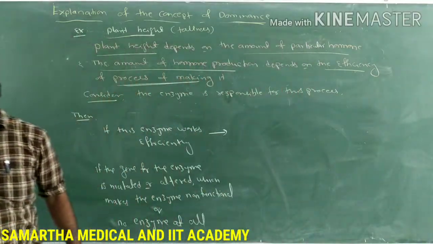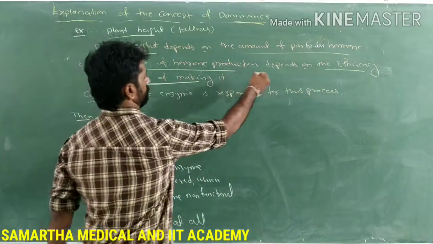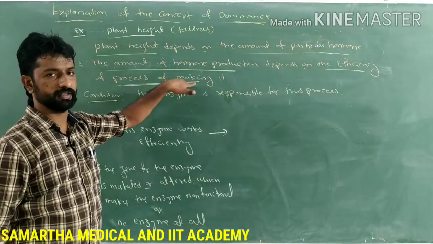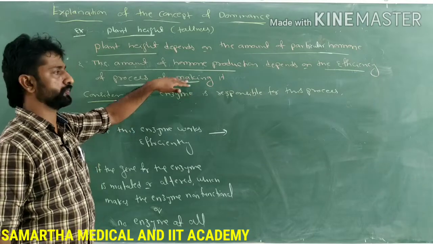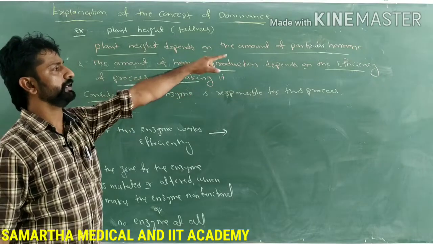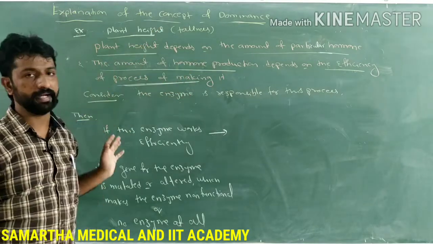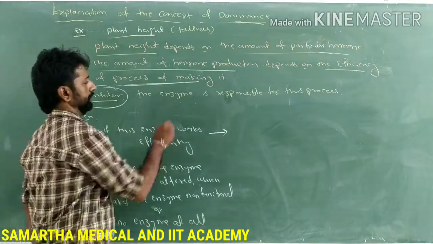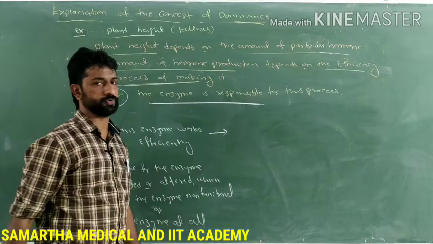Now let's consider. So amount of production of particular hormone depends on efficiency of a process of making it. Then amount of hormone decides the plant height. Then now consider the enzyme is responsible for this process.